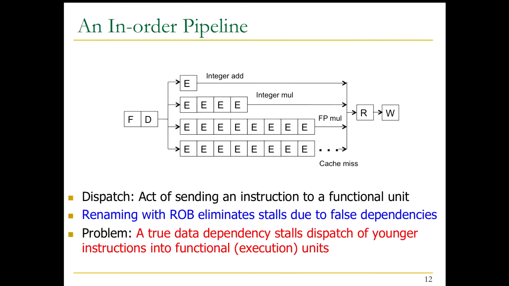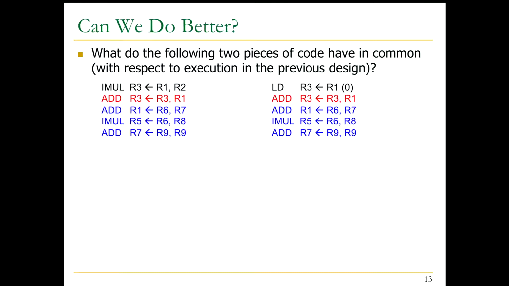But let me make a point here. These two codes look very similar to each other, right? Except I changed this multiply with a load, and add is still dependent on the load in this case. They both actually stall the pipeline. The first add, when you decode it, stalls the whole pipeline in both cases. So they cause the same problem here.